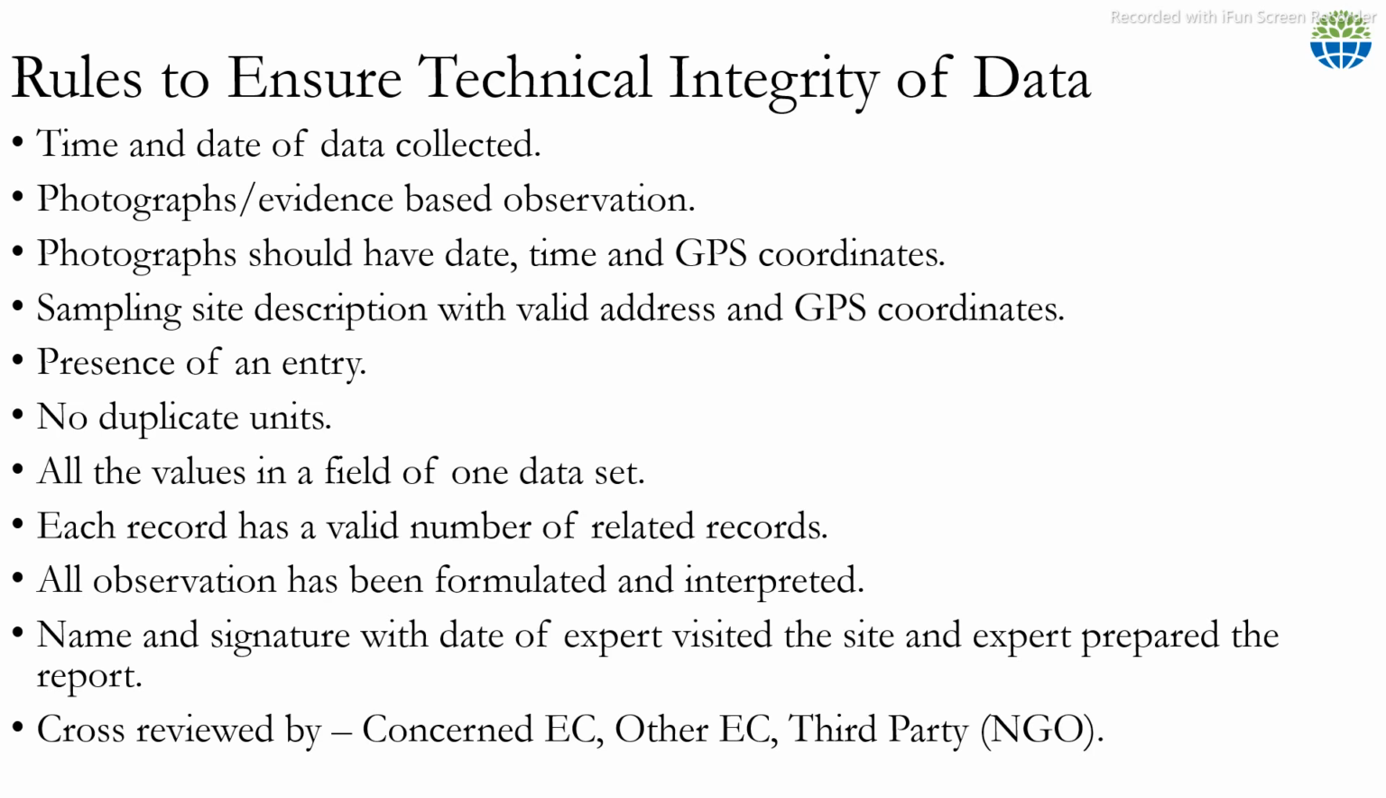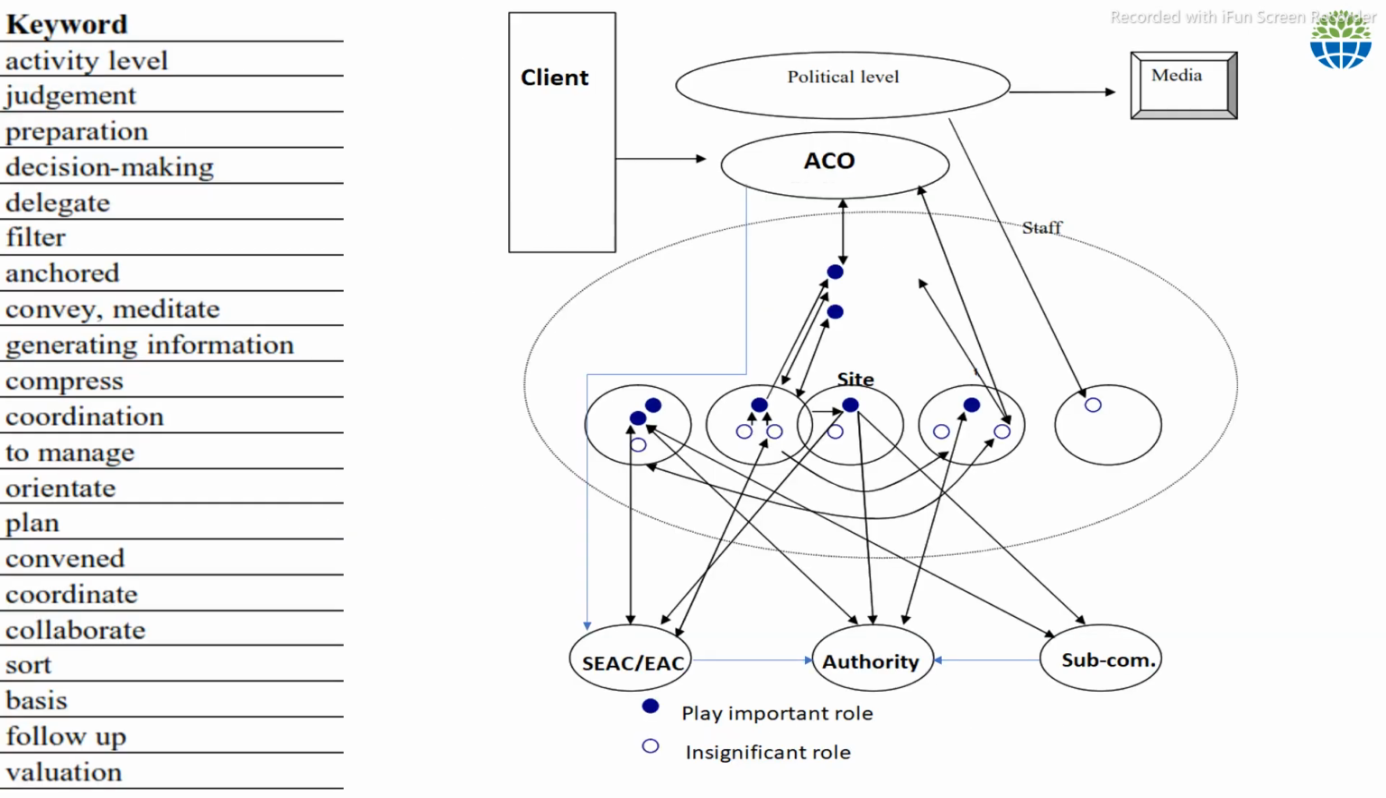writing some observations from the site visit, then one can easily understand what type of inferences are to be drawn after the analysis. The name and signature with the date of the expert who visited the site, and also of the expert who prepared the report, should be there. It should be cross-reviewed by the concerned EIA coordinator, another EIA coordinator, or a third party like an NGO. In case of research, if you are the researcher and have prepared your paper, you have to check with your mentor, with the supervisor, and then you can go to some colleague.